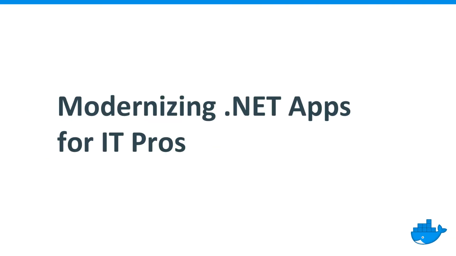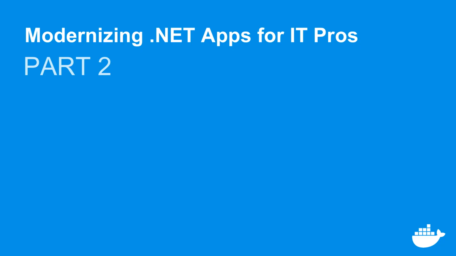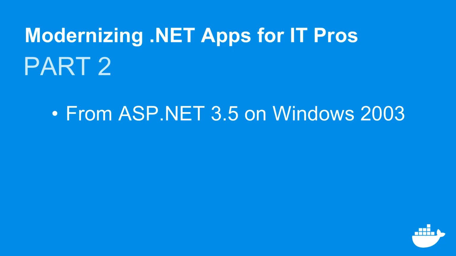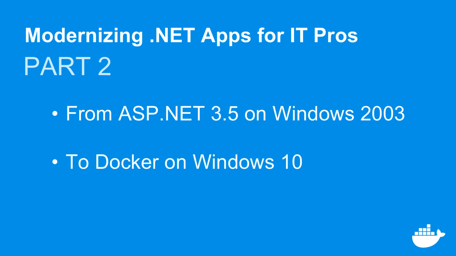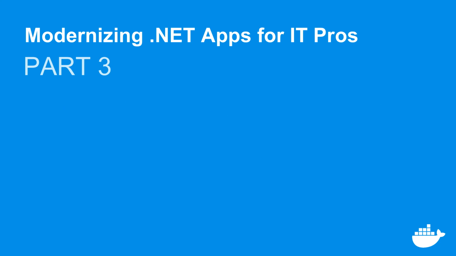In this series, I'll walk you through the whole app modernization process with Docker. Part 2 starts with a .NET 3.5 web app running on Windows Server 2003. I'll migrate the app to Docker using the free Image2Docker tool and run it in a container on my Windows 10 machine. In Part 3, I'll show how Docker makes the app portable.